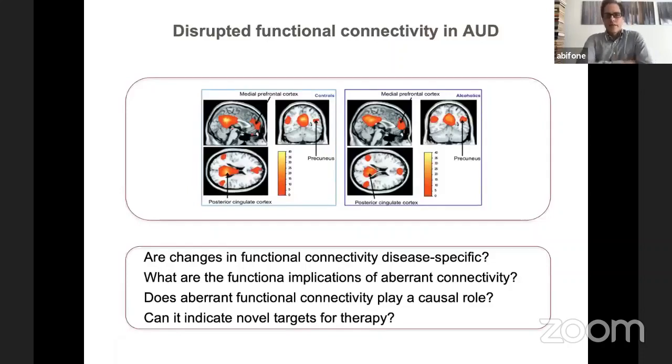Needless to say, the disruption of functional connectivity has been observed in a number of studies in alcohol use disorder. A common finding is that there is an overall reduction in functional connectivity, but the questions I pointed to at the beginning of my talk are very valid in this context and have not found an answer. So let me tell you a little bit about our attempt to make some progress in this direction.